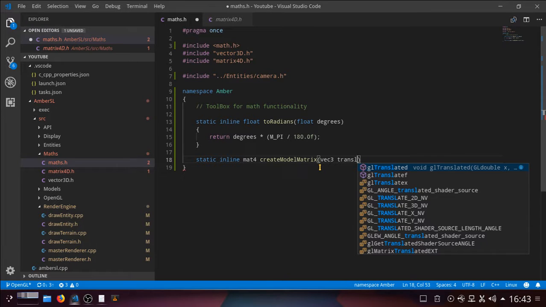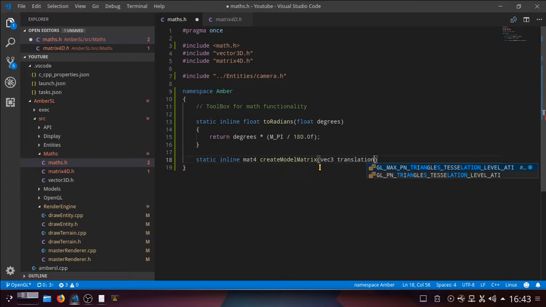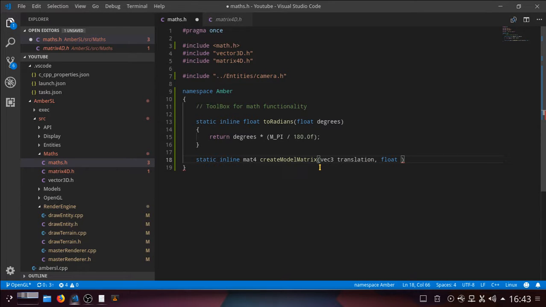Vec3 translation we've got, right, okay. Translate. How do you spell this? There we go, that'll do it. Comma, getting big. Okay. We will need float. This is the actual model itself, remember. This is a matrix that we're going to be passing through to our shaders. So this is for the model itself. What would we have? We would have its translation, in other words, the position within the world. Its X, Y, Z. That's a vec3.